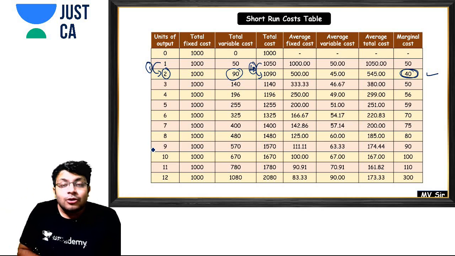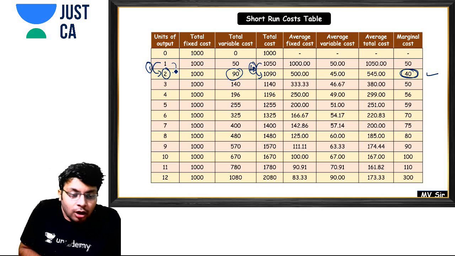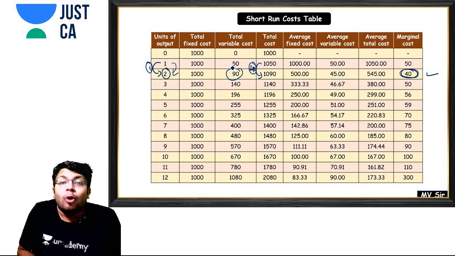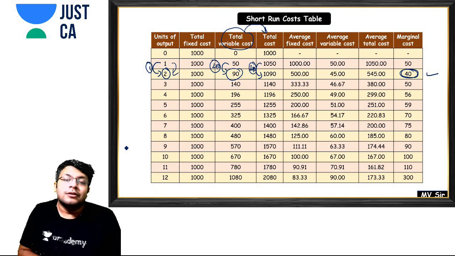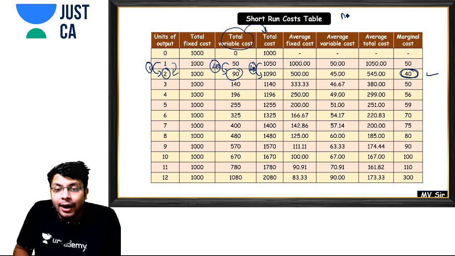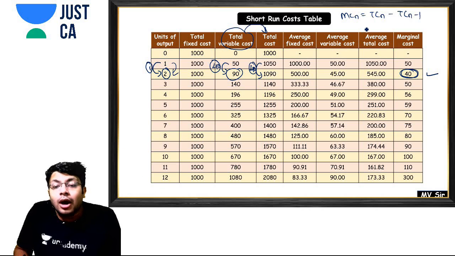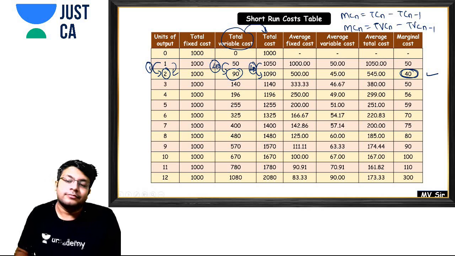But you can also see over here that when you are increasing your output, only your total variable cost changes, and because your total variable cost changes, that is why your total cost changes. Even the change in total variable cost is 40. So that is why I can say that marginal cost at n is total cost at n minus total cost at n minus 1, or marginal cost at n is total variable cost at n minus total variable cost at n minus 1. Are you getting my point?